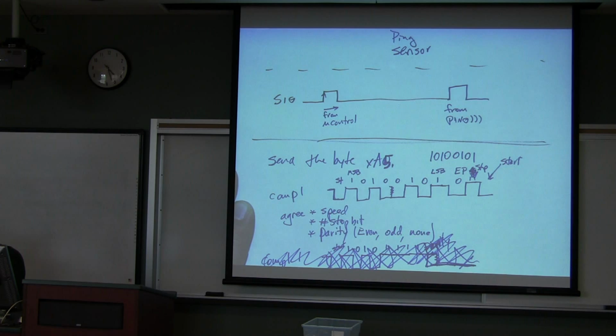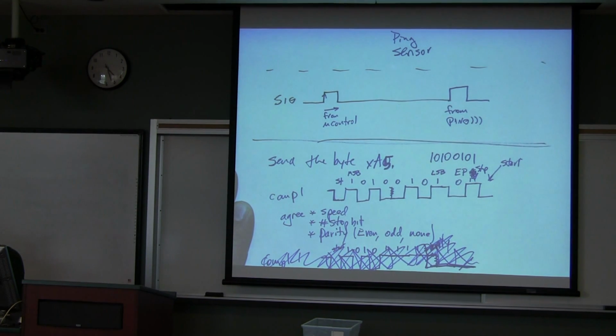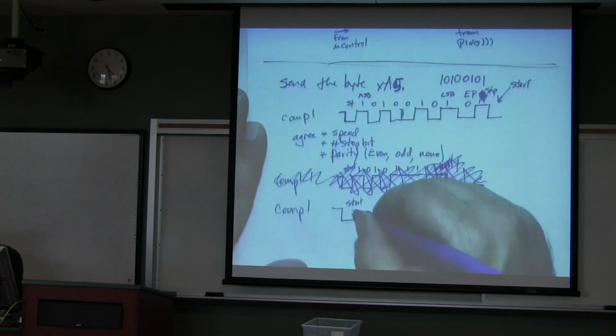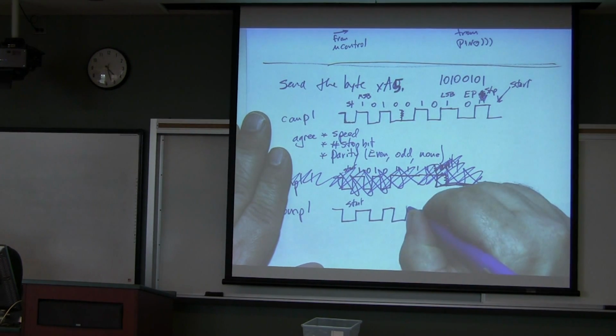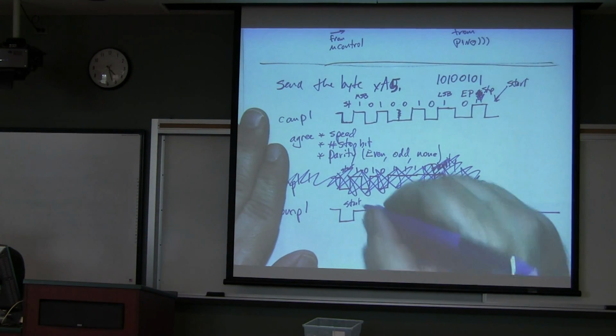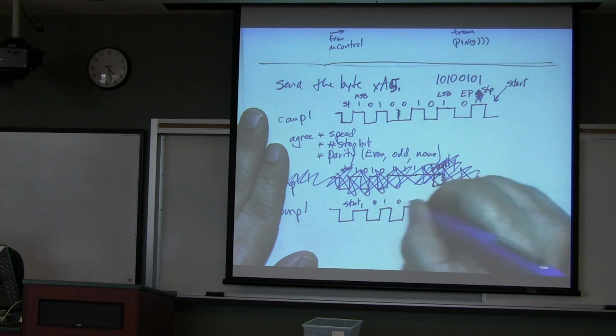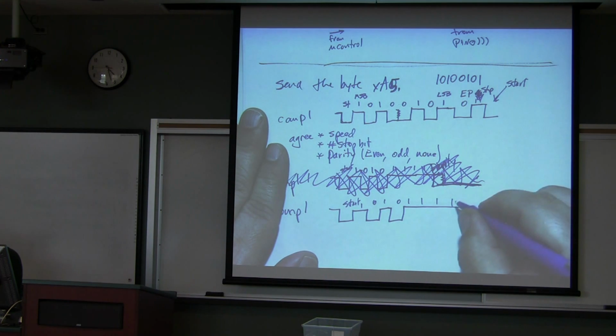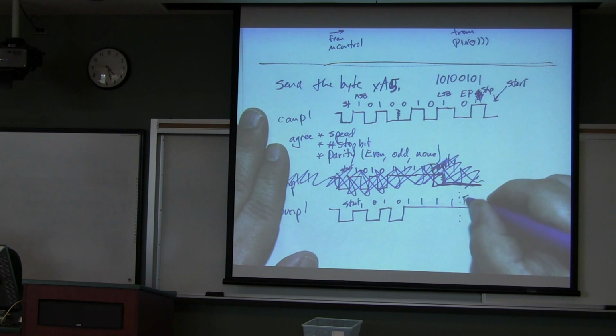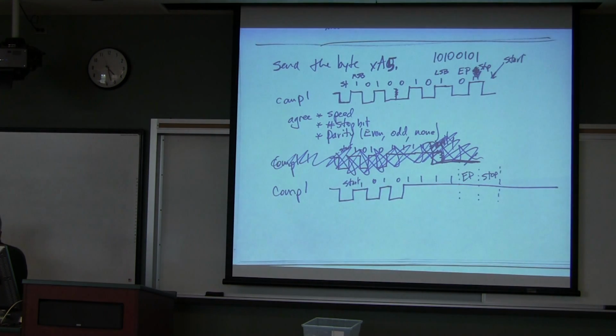So here's my start. Okay. 1, 0, 1, 0, and then something gets stuck and it's all garbage. 1, 0, 1, 0, 1, 1, 1, 1. And that would be my data. Then comes my even parity. Then comes my stop. All right? So my computer, receiving this, would say, is this okay?